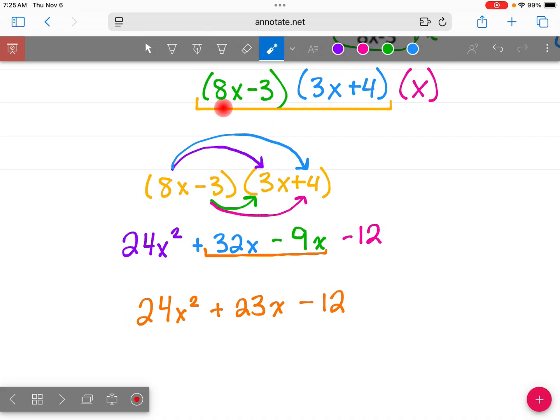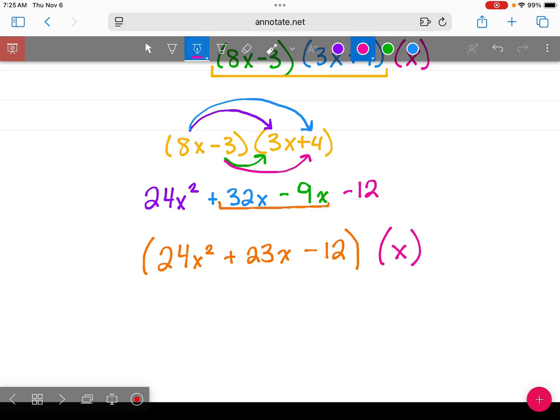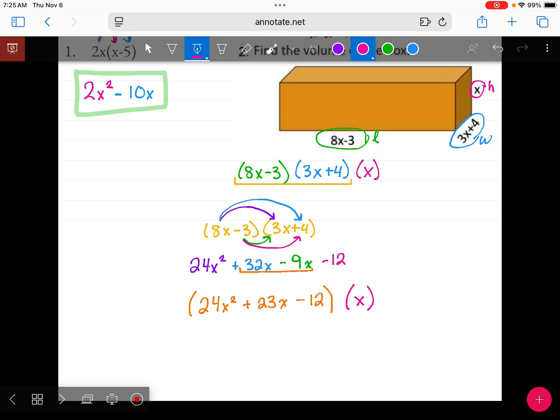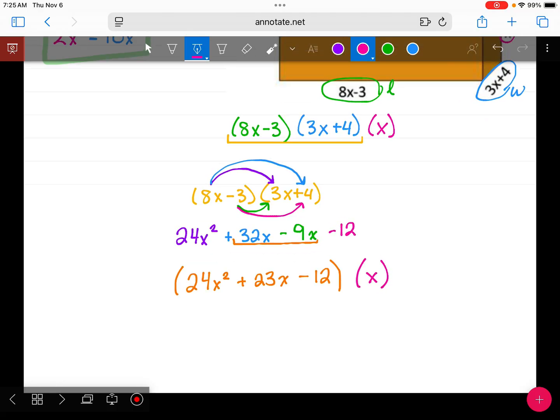But remember, this is just this piece right here. This is all we did right here. So this piece is still in parentheses and then we need to multiply it by x. Because we broke this multiplication up into chunks, and I just did a smaller chunk here. So this is another distribution problem very much like this first one was. I'm going to have my 24x squared times my x. I'm going to have my 23x times x, and I'm going to have minus 12 times x.